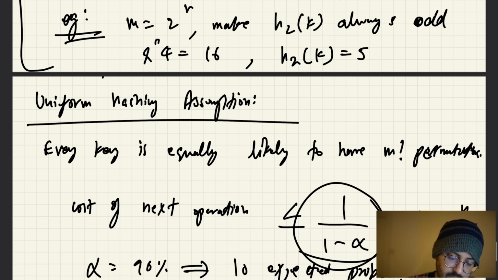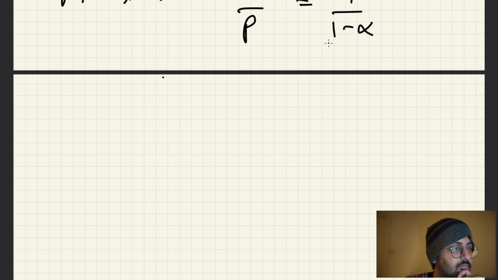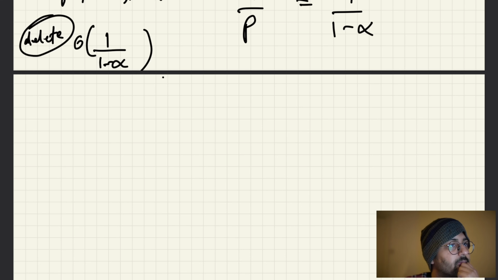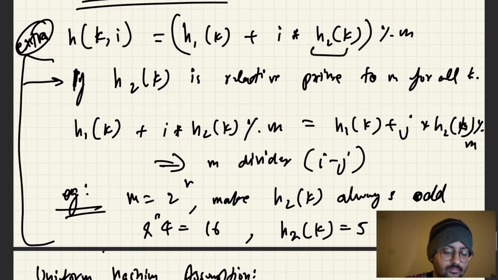This thing, this is the cost of next operation. How many operations it will take for the next item. Similarly, delete will also take O of 1 upon 1 minus alpha. Sorry, my notes are a little messy. So this is the expected number of trials for success. That's open addressing. I hope this one was clear.